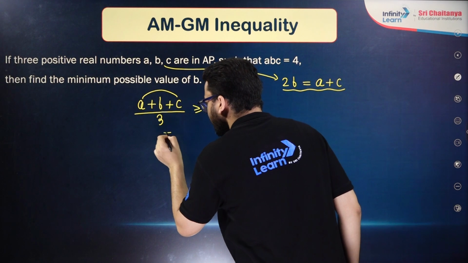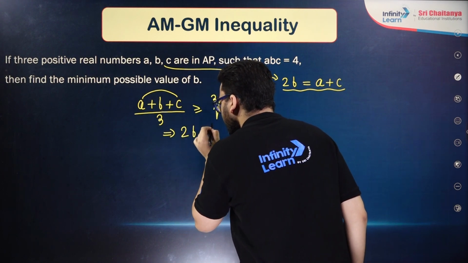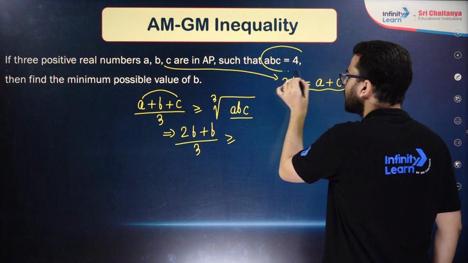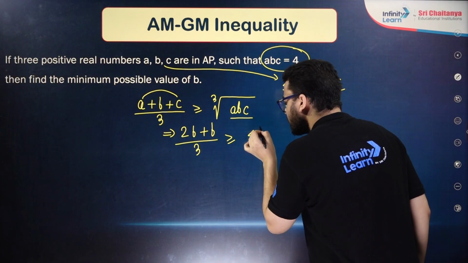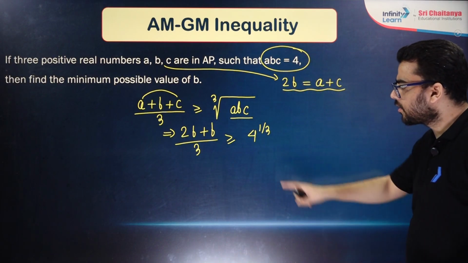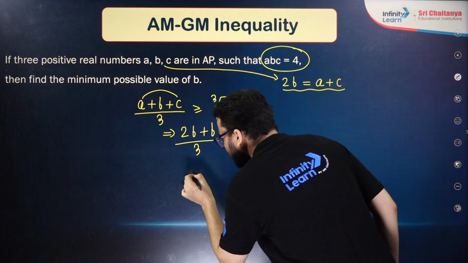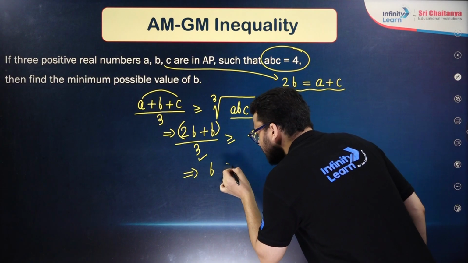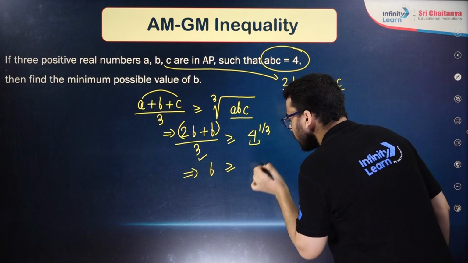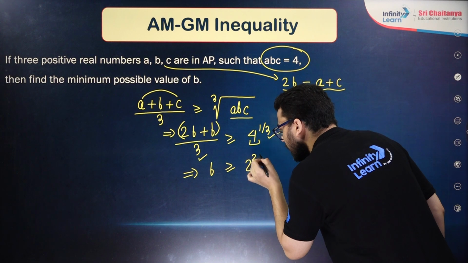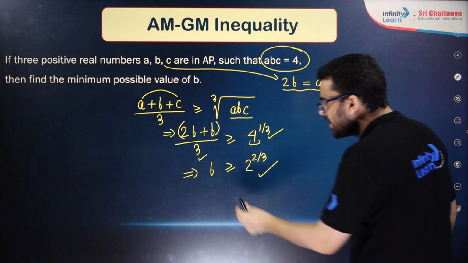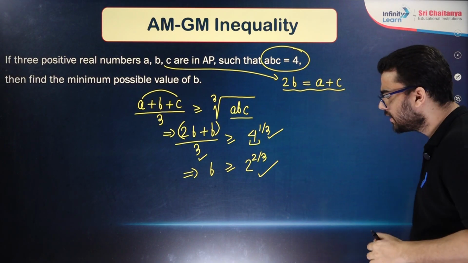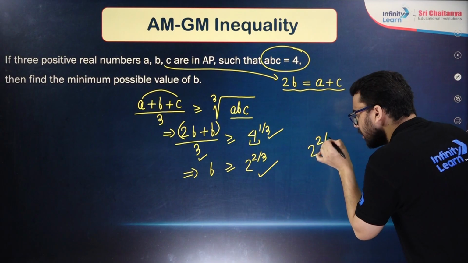In place of a plus c, you can put 2b, plus b upon 3, and that is greater than or equal to abc, which is also given to us as 4. So it is 4 to the power 1 by 3 over here, right? So this is nothing but 3b by 3, or you can say b itself. And that is greater than or equal to 2 squared raised to the power 1 by 3, or 2 raised to the power 2 by 3. So b is greater than or equal to 2 raised to the power 2 by 3. So the minimum value of b is 2 raised to the power 2 by 3.